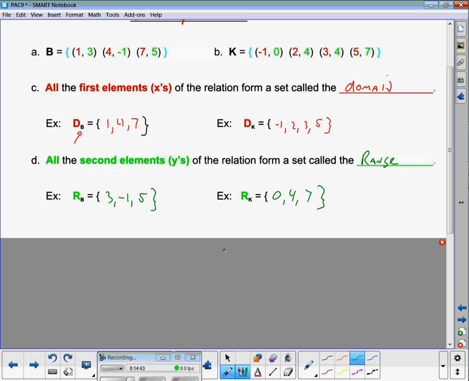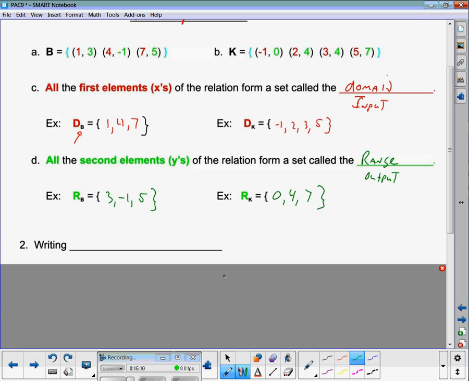And so remember that. I took time to hopefully get you to remember that you list them, but you do not list anything more than once. It's the same person. It's the same number, all right? By the way, we could also call the domain the input, kind of like a computer term. And we could also call the range the output. Input and output. All right, I better move along.